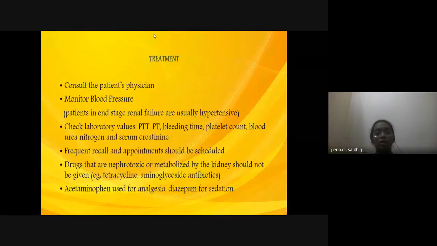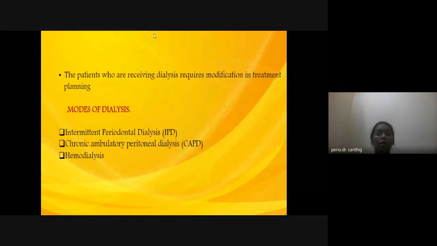Treatment for patients with renal diseases: first, we have to consult the patient's physician regarding the condition of the patient, and we should monitor the blood pressure of the patient and check the laboratory values: PTT, PT, bleeding time, platelet count, blood urea nitrogen levels, serum creatinine. You have to see the drugs that are nephrotoxic. There are some nephrotoxic drugs, so we should avoid those drugs in these patients, like tetracycline and aminoglycoside antibiotics. And patients who are receiving dialysis require modification in the treatment.